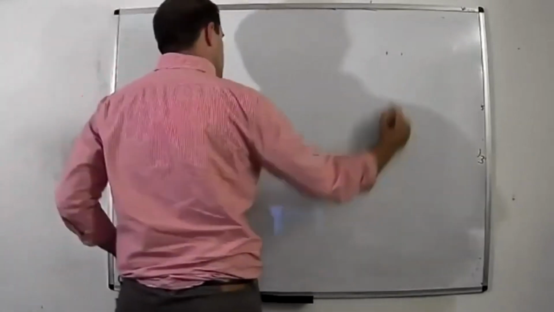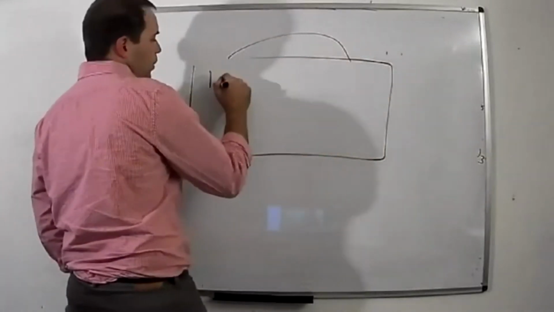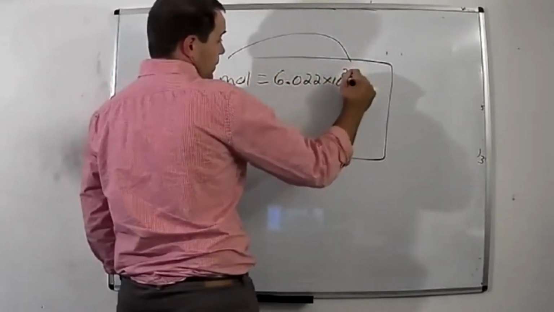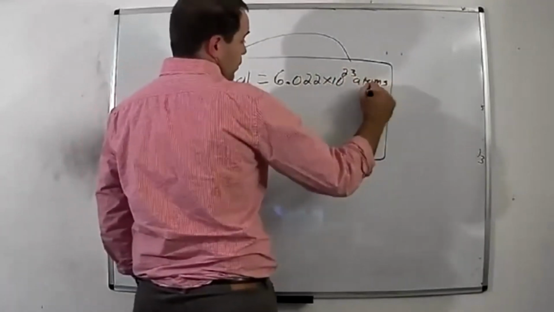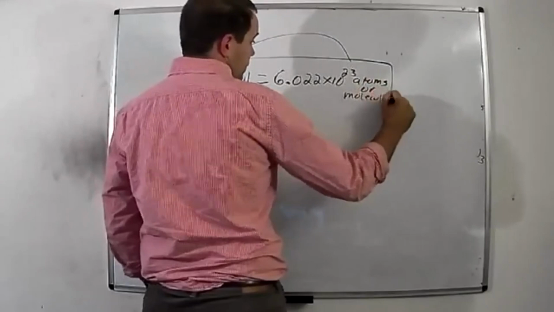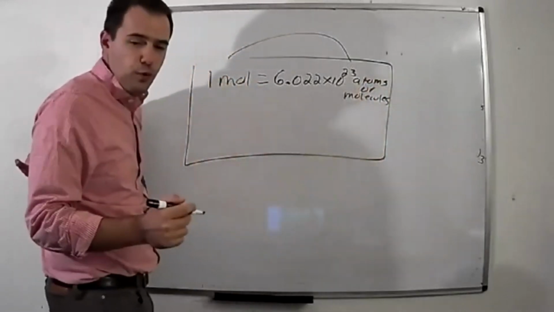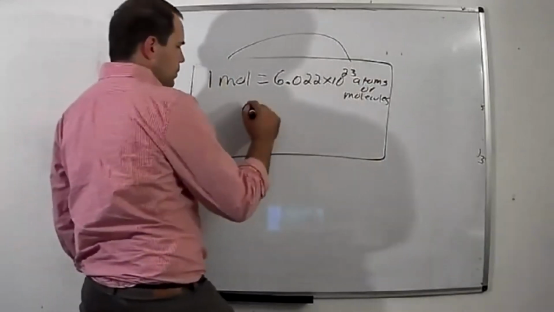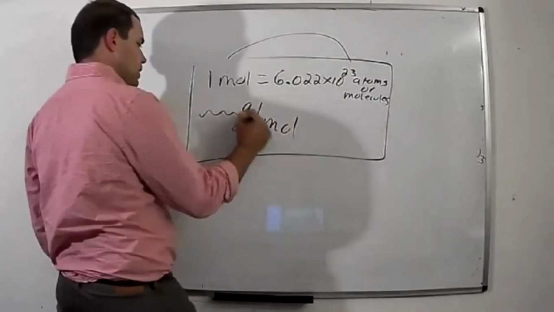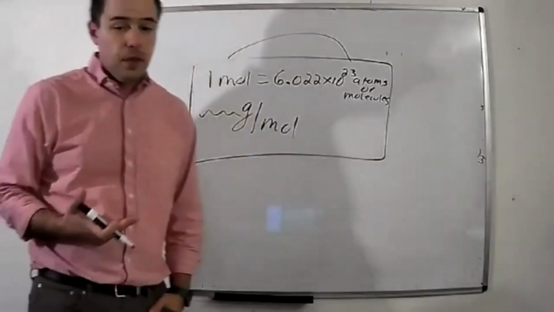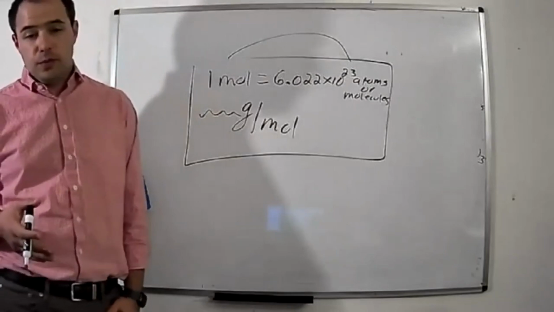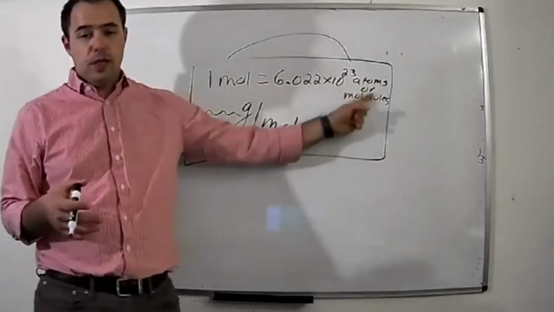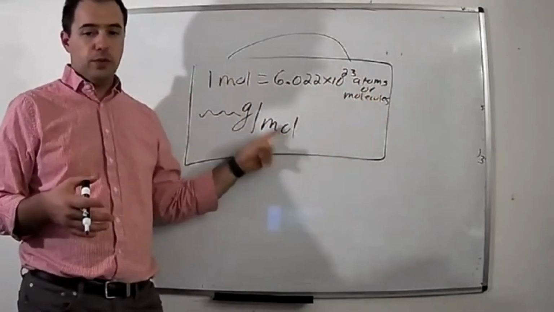Your tools for your chemistry toolbox are this. 1 mole is 6.022 times 10 to the 23rd of something, atoms or molecules. You could also have a mole of electrons or a mole of photons, but for stoich, it's atoms or molecules. And then you have the molar masses, grams per mole. That's it. The only tools I've given you so far are you can go from moles to atoms or molecules, or from atoms or molecules to moles, and you can go from grams to moles or moles to grams.